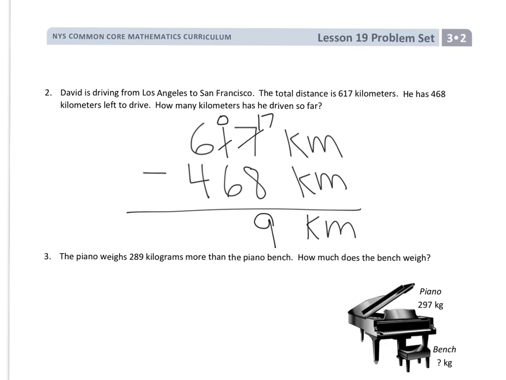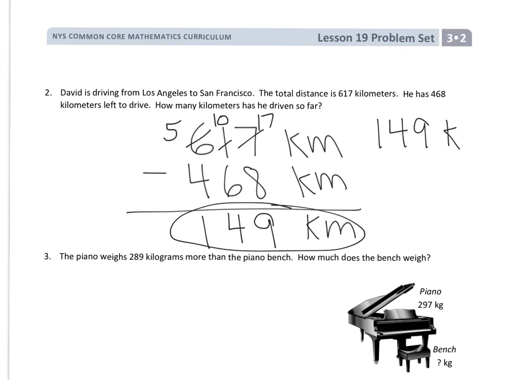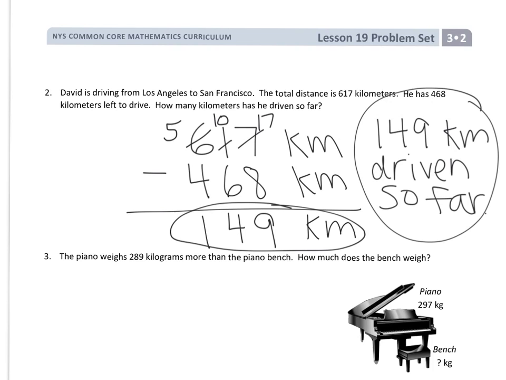But now, unfortunately, my neighbor doesn't have what he needs, so he has to go to his neighbor. So I'm borrowing from my hundreds place, a bundle of 10s. So now I have 10 tens minus 6 tens is 4 tens. 5 hundreds minus 4 hundreds is 1 hundred. So he has driven 149 kilometers so far. Okay, and you could circle that answer also.